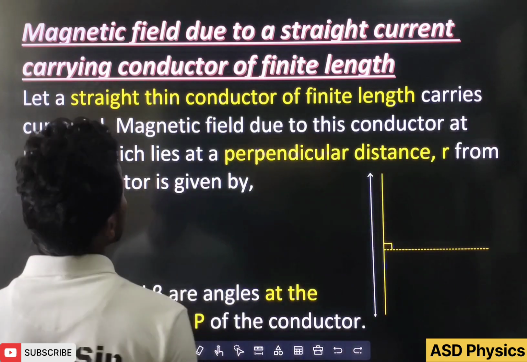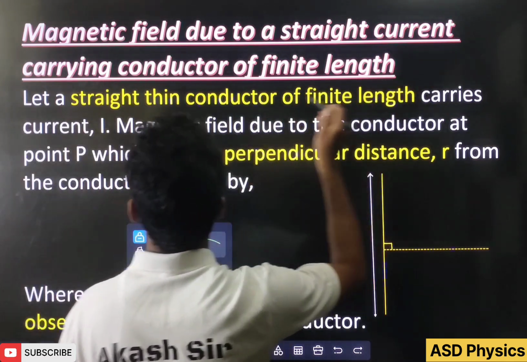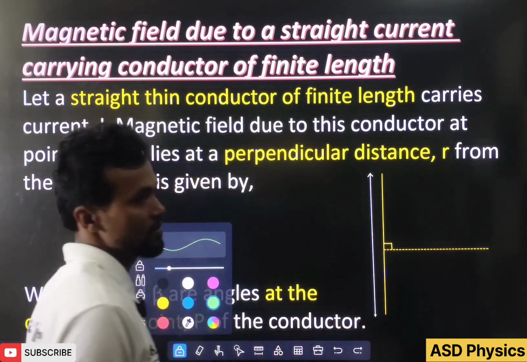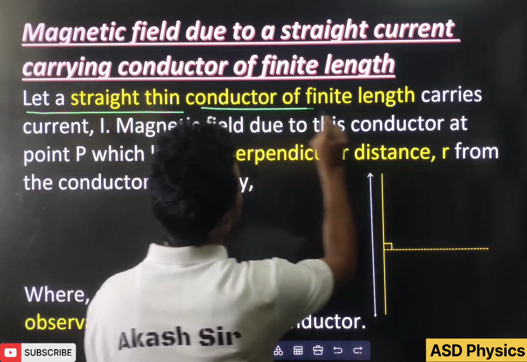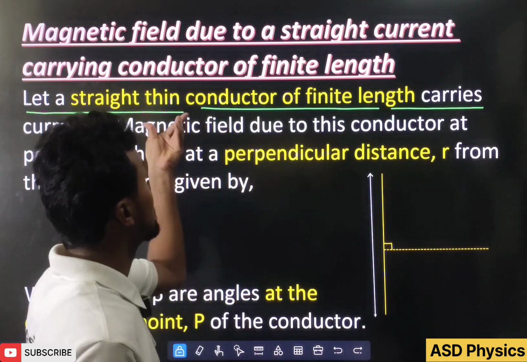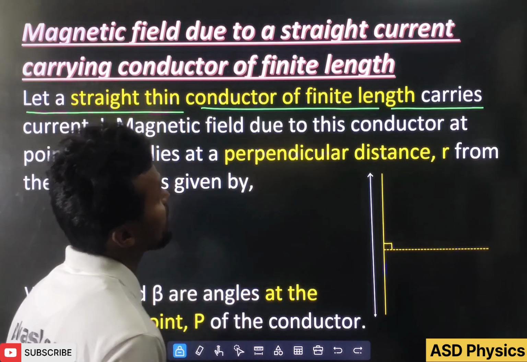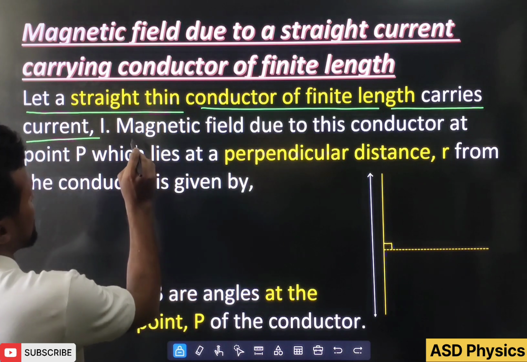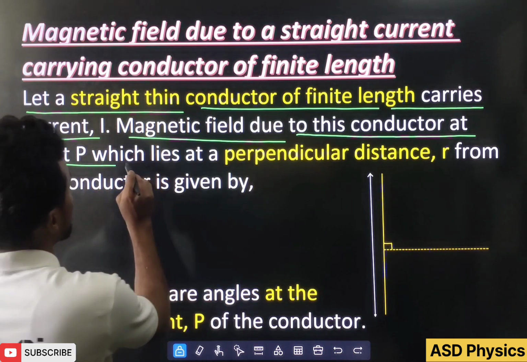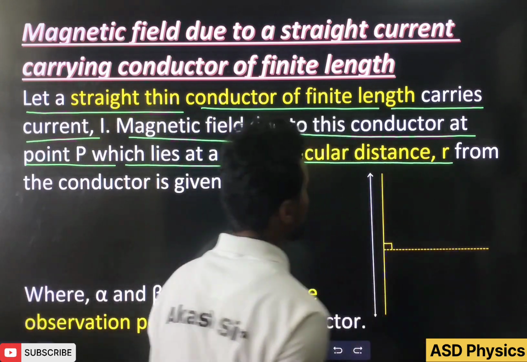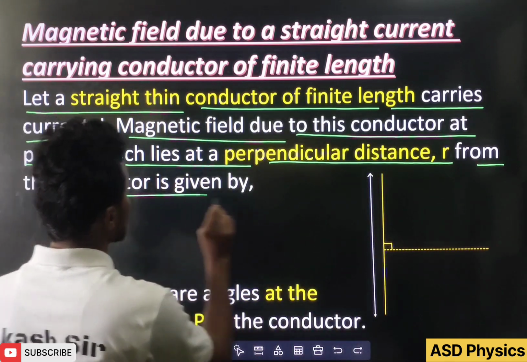So here you can see very well what is the heading: magnetic field due to a straight current carrying conductor of finite length. Let's go through it first. Let a straight thin conductor of finite length. See, thin conductor. Till the time in the question they are not telling anything, that means thin conductor. Thin conductor of finite length carries current I. Magnetic field due to this conductor at point P, which lies at a perpendicular distance r, always perpendicular distance r, from the conductor is given by.